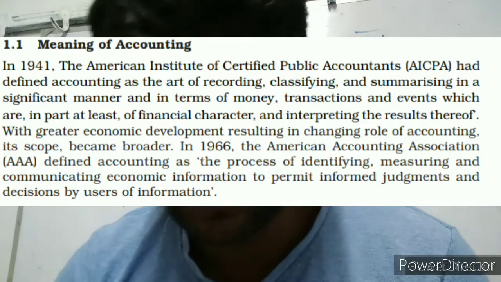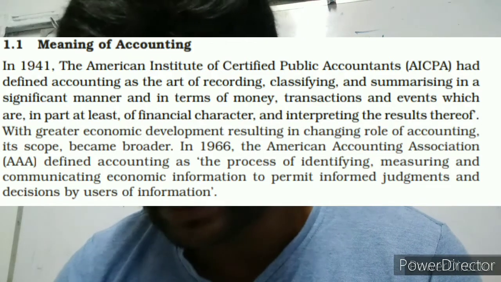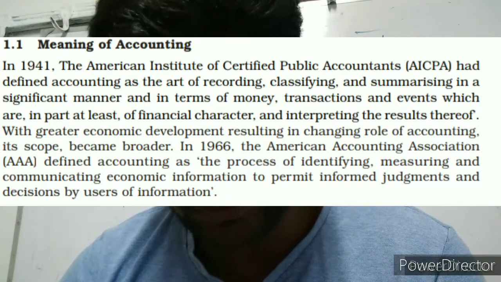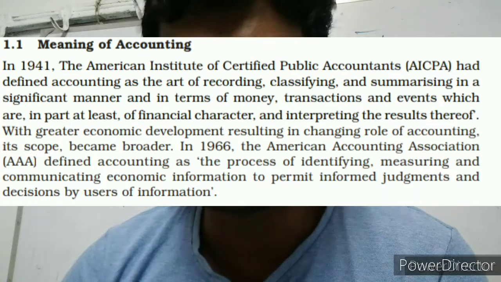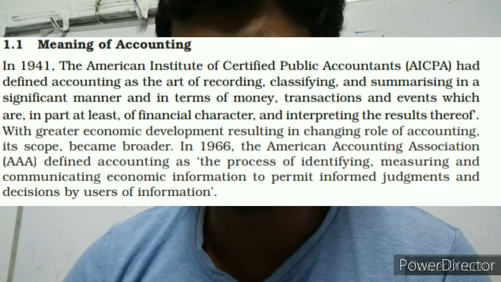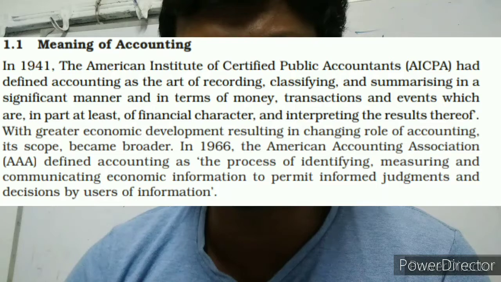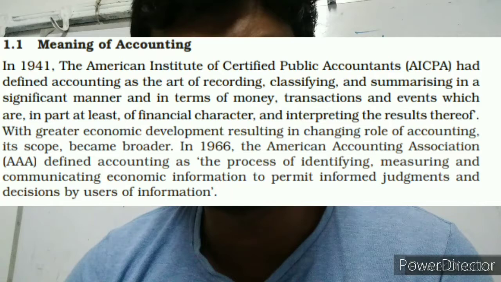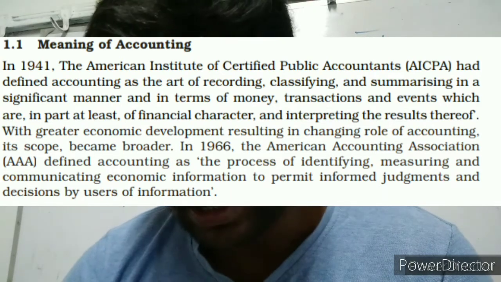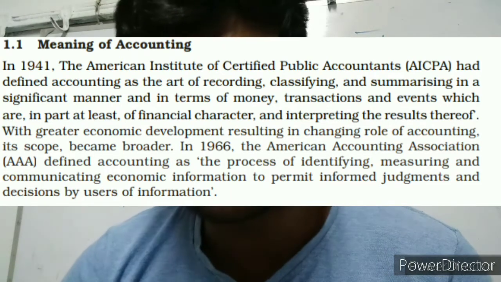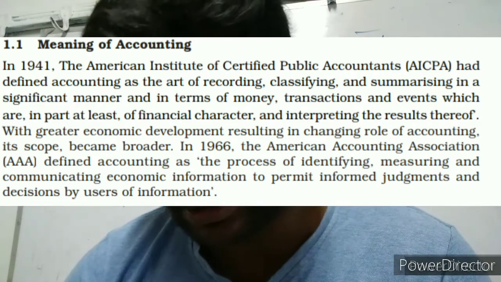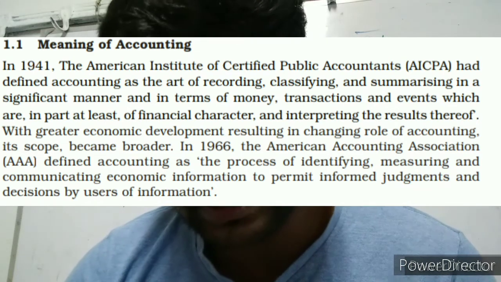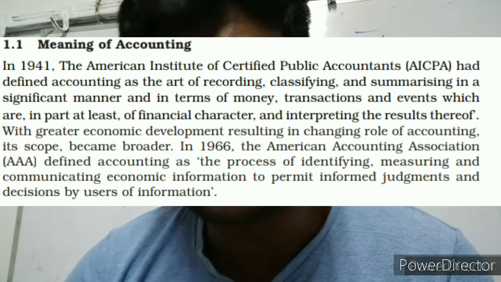In 1991, the American Institute of Certified Public Accountants gave a definition of accounting as the art of recording. So they are going to record. Before, it was record keeping only. So it's an art of recording and classifying what kind of account it is. They are classifying and summarizing, calculating all the accounting monetary terms, summarizing in a significant manner, and in terms of money.